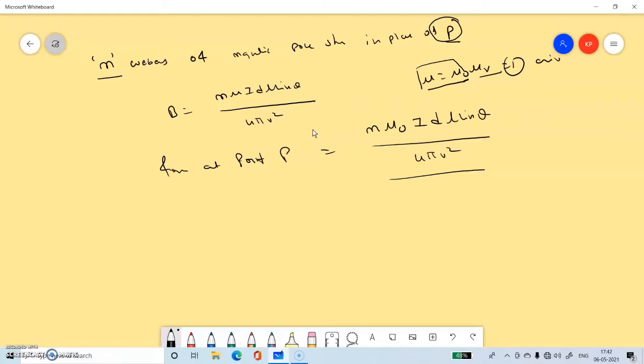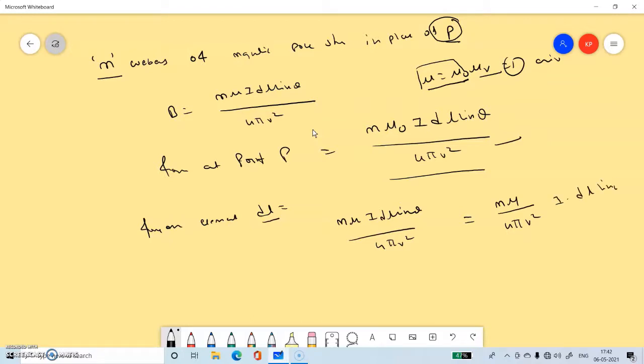So therefore we can say that the force on the element dl, why? Because due to the dl only we are getting this. So the force on element dl is equal to M into mu I dl sin theta divided by 4 pi r square. Let us write it like this: M into mu divided by 4 pi r square, I dl sin theta. That is nothing but B I dl sin theta. This part is called B.